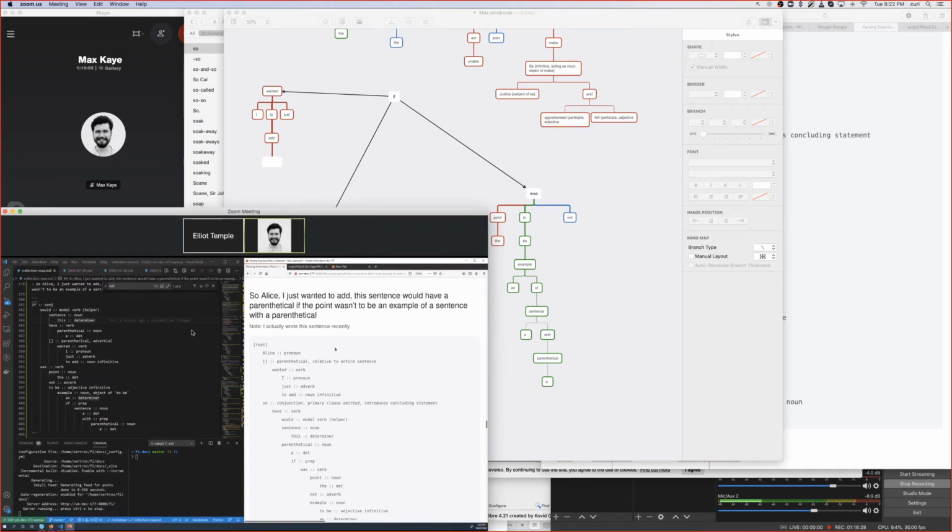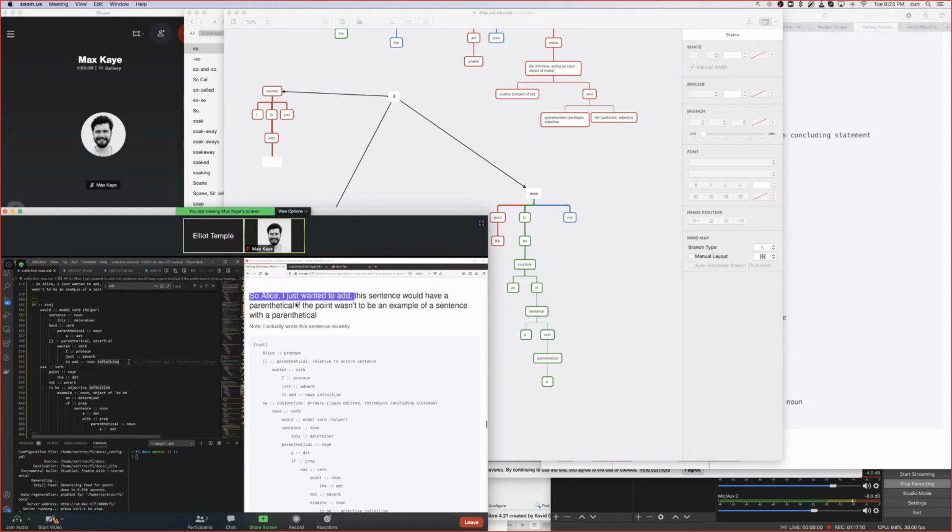I don't think the "so Alice" part is particularly interesting, but I think it makes sense to look at it as part of the "I just wanted to add". Both of those things are distinct from "this sentence would have a parenthetical if the point..." They sort of go together in that they're related, but I think they're grammatically distinct. You could have either one without the other. They're almost both parentheticals. Commas are like mild parentheses. So they're acting similar to parentheticals.